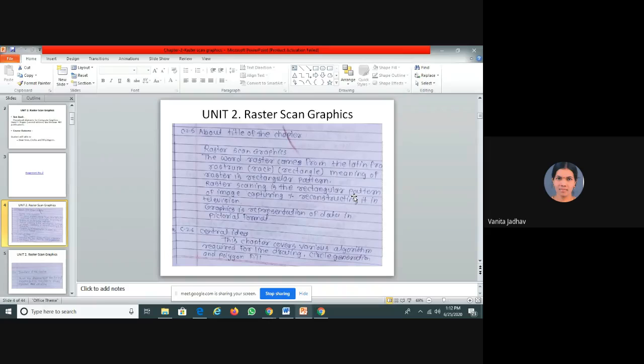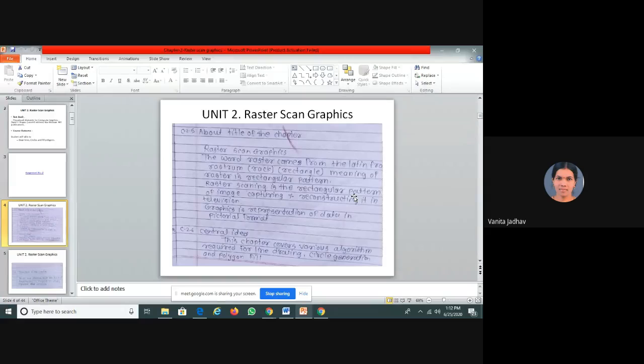So the pixel shape looks like a rectangle, and that's why we scan these rectangles. This is called raster scanning, and graphics is the representation of data in pictorial format. This is nothing but raster scan graphics, the title of the chapter.